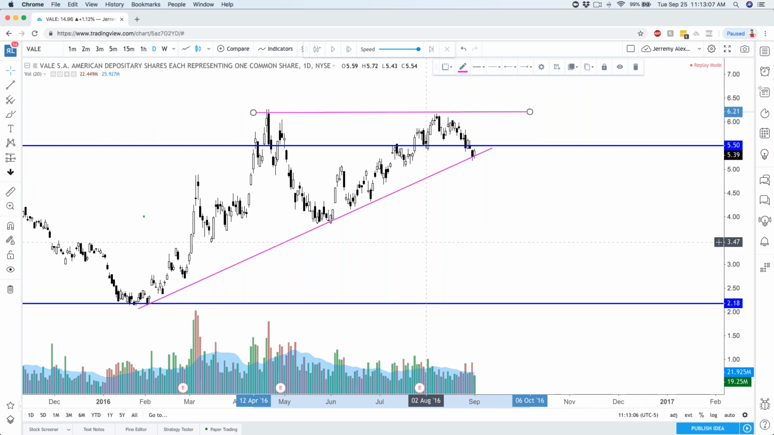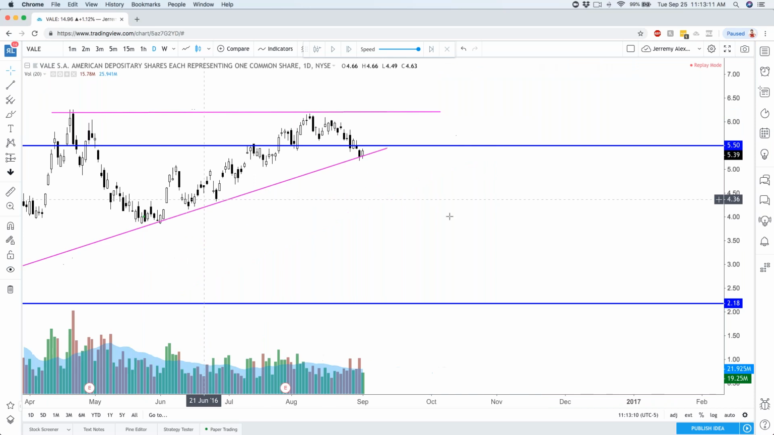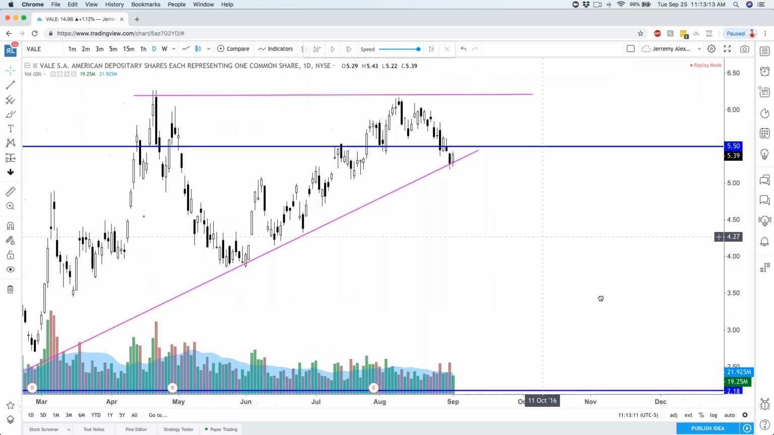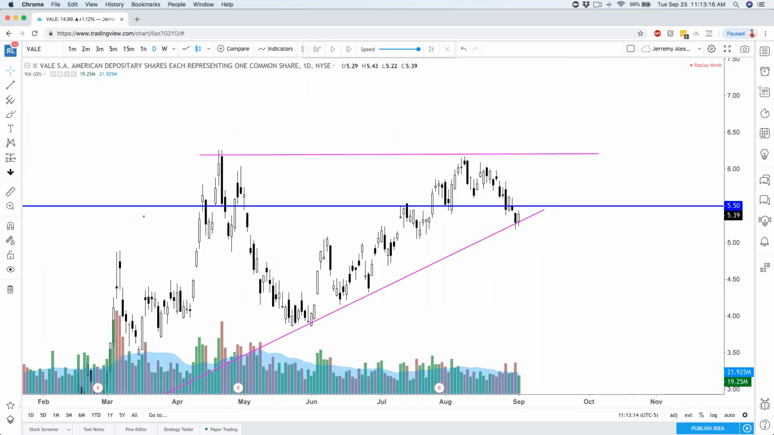So since we know that we have a little bit more of a bearish play out there, I'm going to zoom in here a little bit more, and we can make the argument that this blue line is a resistance that I drew. So it's old support, new resistance line.